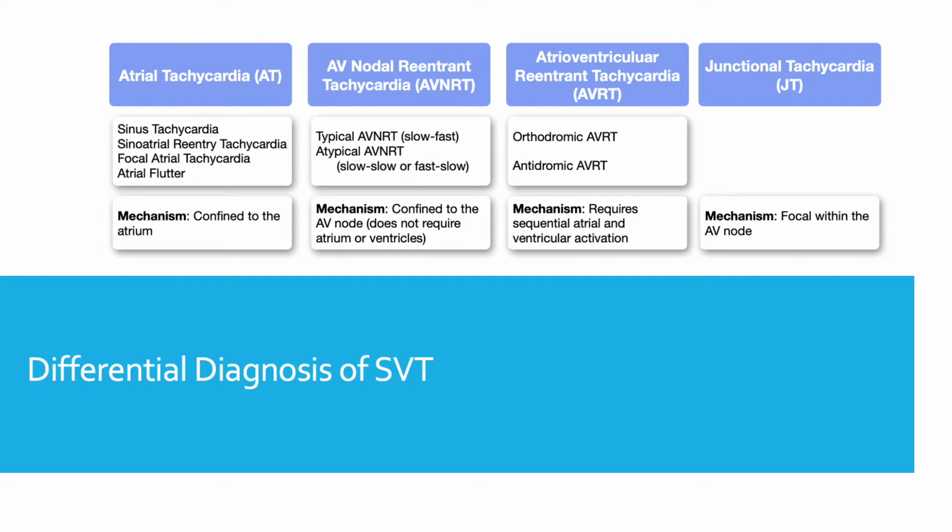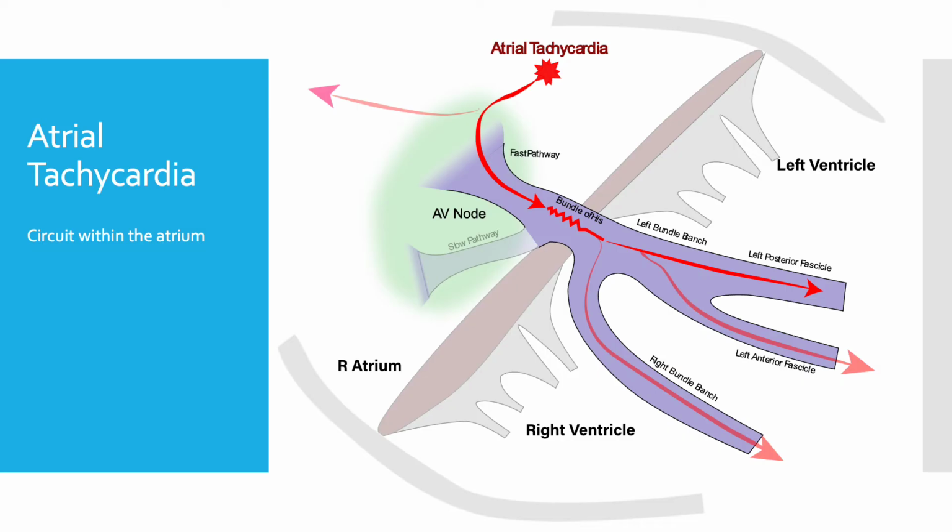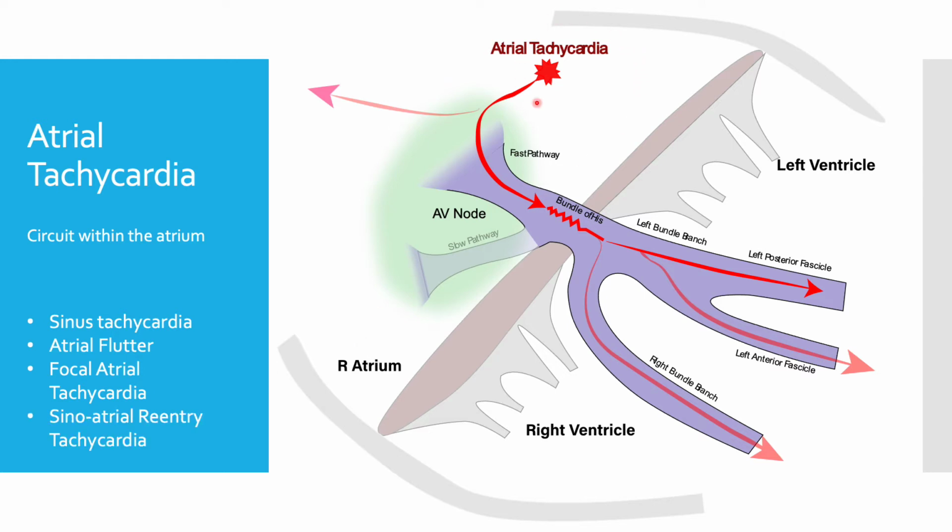Let's go through each of them and discuss them in more detail, starting first with atrial tachycardia. An atrial tachycardia is an SVT where the mechanism is located entirely within the atrium. Examples of this include sinus tachycardia, which originates in the crista terminalis in the superior right atrium. Atrial flutter, which is a macro reentry circuit that involves the cavotricuspid isthmus, which is the space between the tricuspid annulus and the IVC, focal atrial tachycardia, which is illustrated in this diagram, and sinoatrial reentry tachycardia, which is a form of sinus tachycardia.